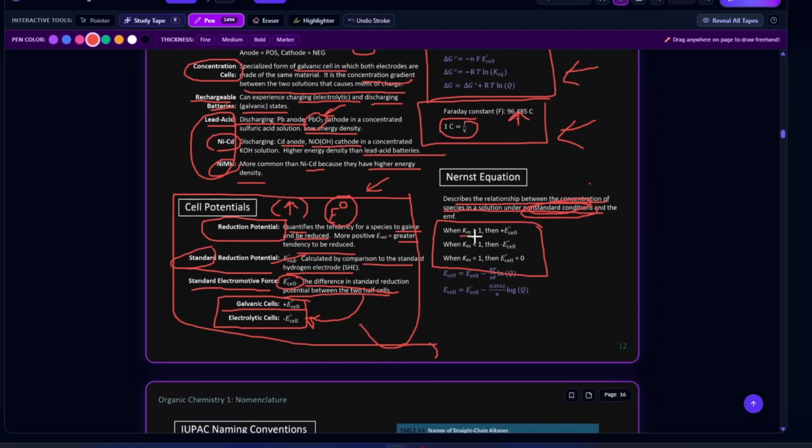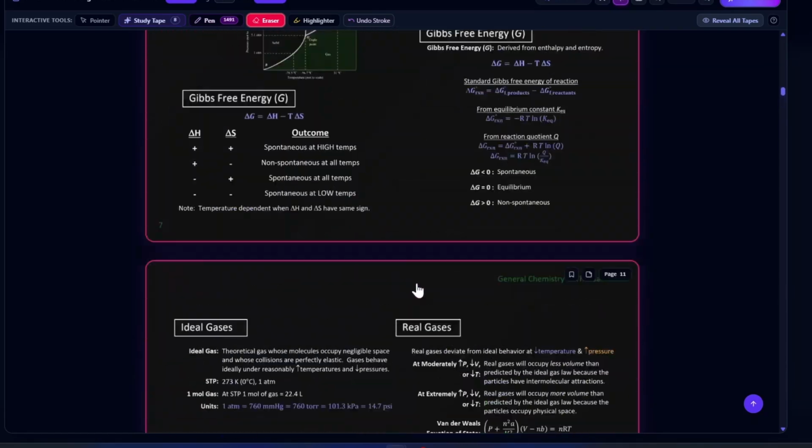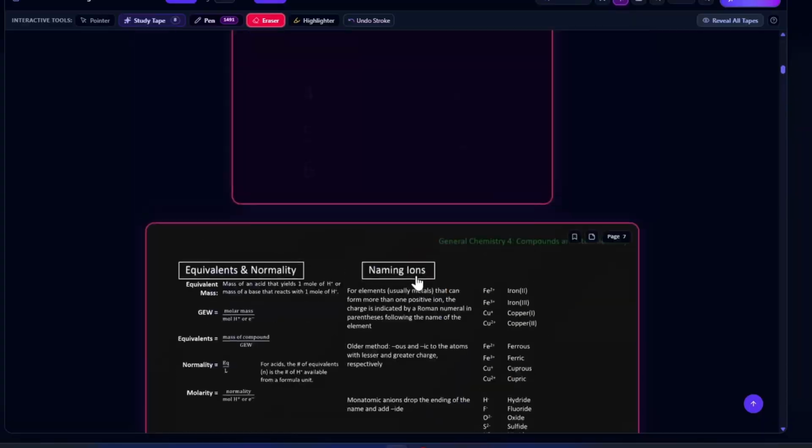When Keq is greater than 1, you have a positive E cell. If Keq is less than 1, you have a negative E cell. If Keq is equal to 1, then E cell is equal to 0. So that's basically it for all of chemistry. We went over literally everything. I hope this really helped a lot.